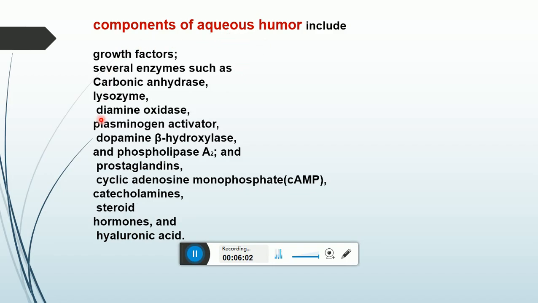Aqueous humor contains a lot of things like growth factors and enzymes like carbonic anhydrase, lysozyme, diamine oxidase, plasminogen activator, dopamine beta hydroxylase, phospholipase A2, prostaglandins, cyclic adenosine monophosphate, catecholamines, steroid hormones and hyaluronic acid. I don't know the function of all of these. So if any one of you knows the functions, please let me know in the comments.